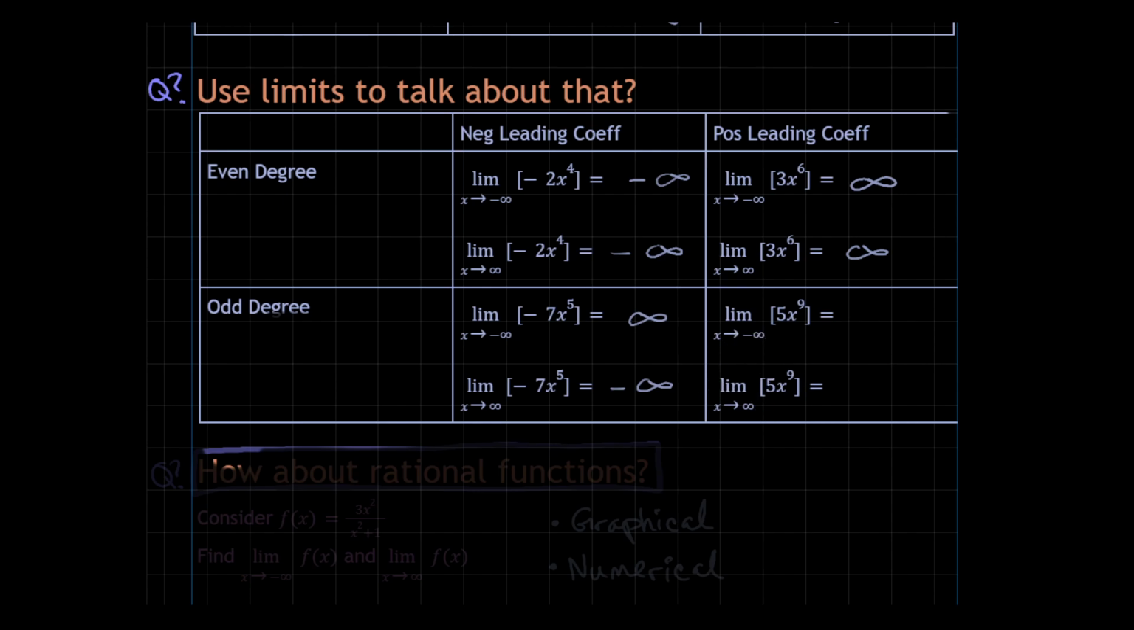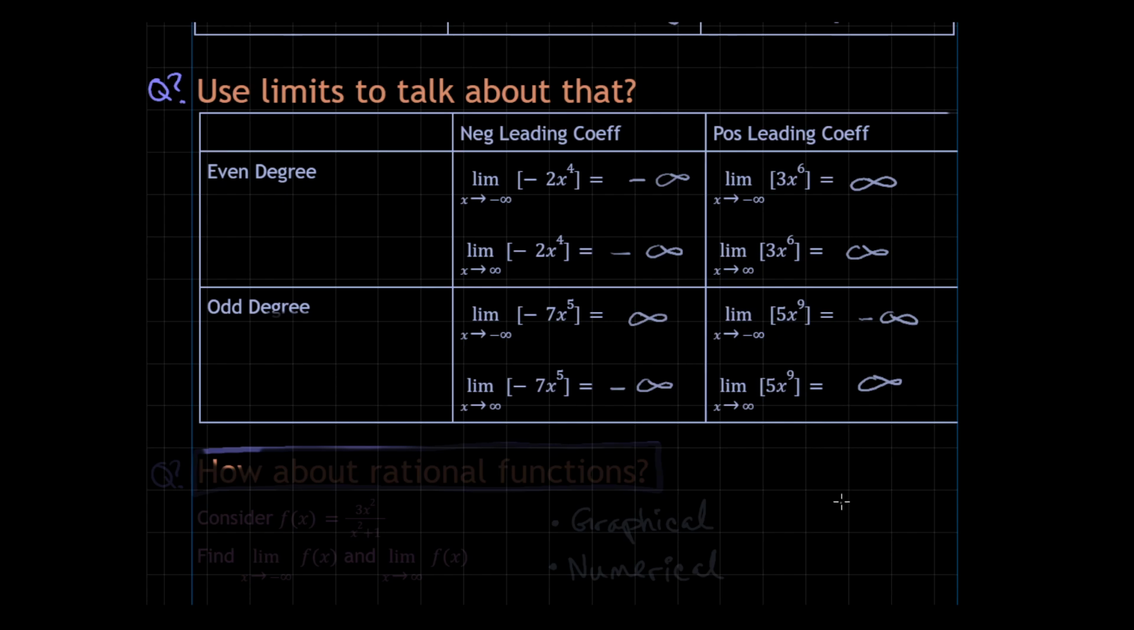And here it is with a positive coefficient. As x approaches negative infinity, we're thinking about large negative numbers. So 5 times a large negative number is still going to be a large negative number, so this will go to negative infinity. And then when x is going to positive infinity, everything here is positive. So that's positive.